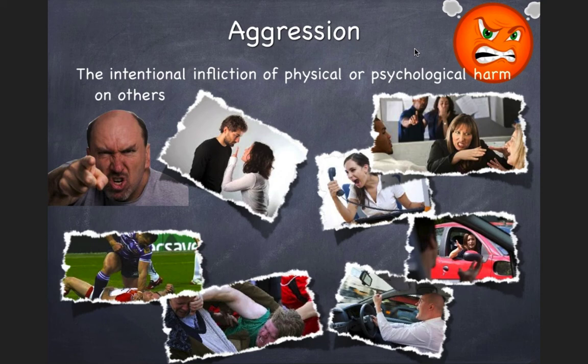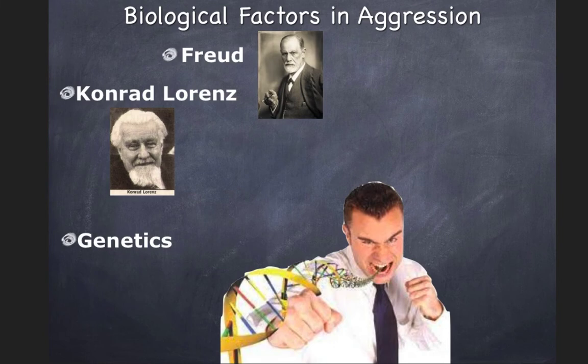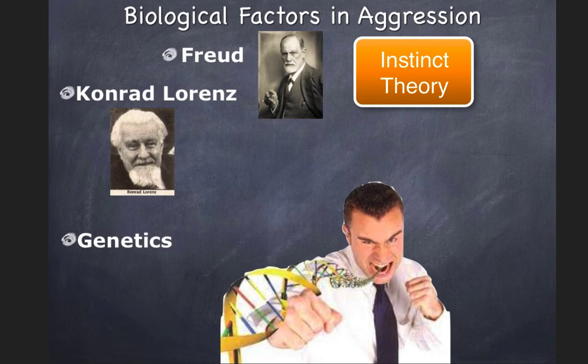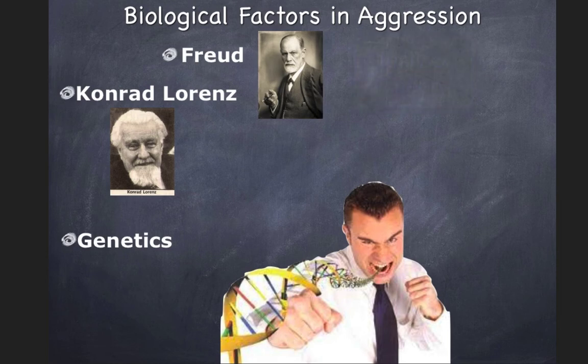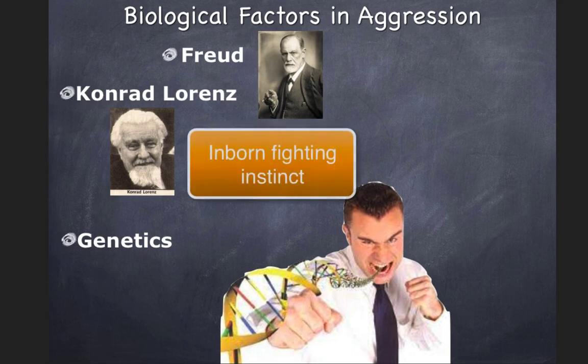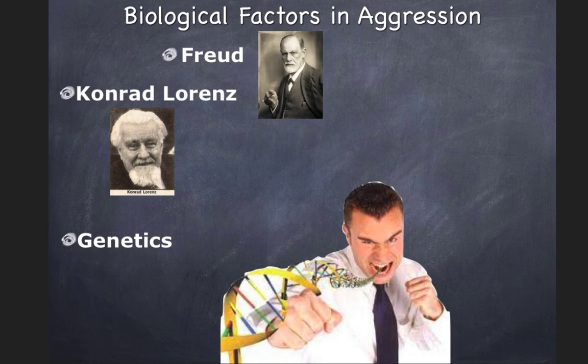And when we look at what reasons there might be, biological factors in aggression, Freud and Konrad Lorenz had some theories. Freud's instinct theory: turned inward it's self-destruction, turned outward it's aggression or violence towards others, and he called that his instinct theory. Whereas Konrad Lorenz said there's an inborn fighting instinct in many animal species. Most social psychologists say aggression is more complex than both Freud and Konrad Lorenz suggested.